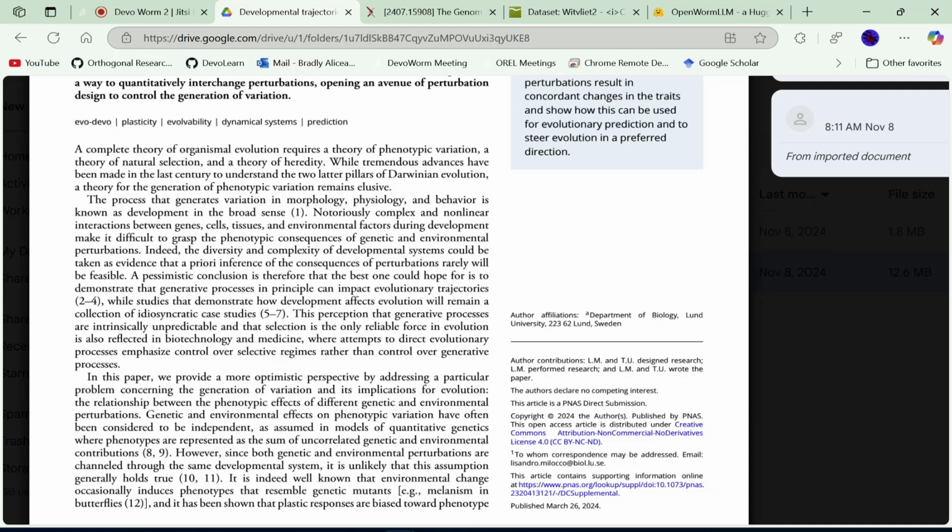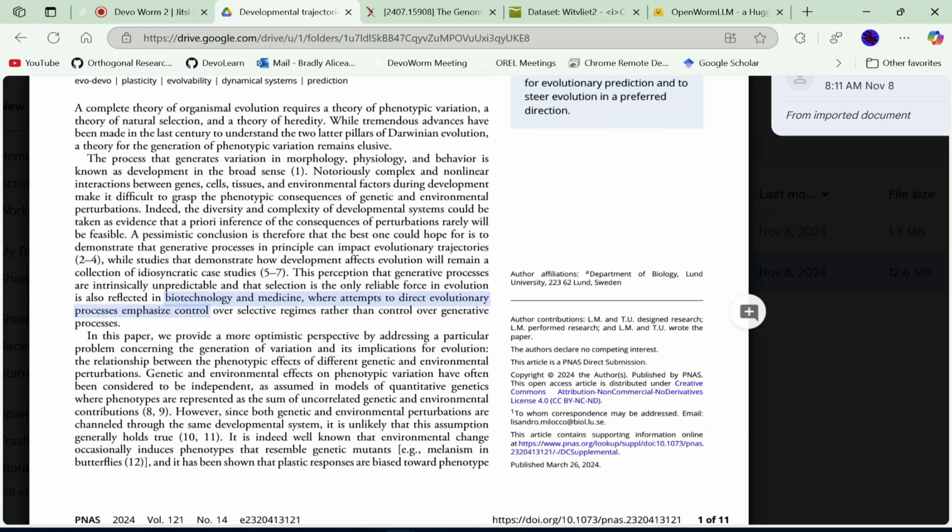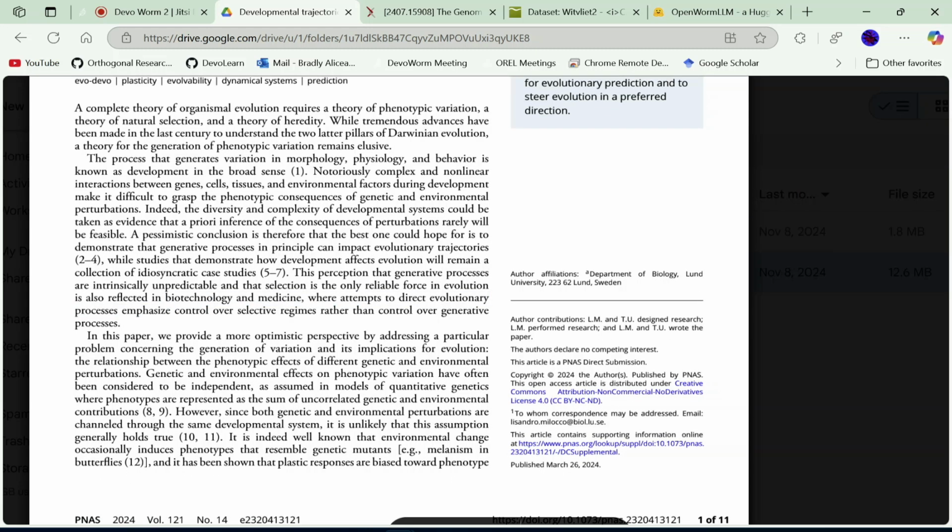A pessimistic conclusion is therefore that the best one could hope for is to demonstrate that generative processes in principle could impact evolutionary trajectories, while studies that demonstrate how development affects evolution remain a collection of idiosyncratic case studies. This perception that generative processes are intrinsically unpredictable and that selection is the only reliable force in evolution is also reflected in biotechnology and medicine, where attempts to direct evolutionary processes emphasize control over selective regimes rather than control over generative processes. So this is interesting.